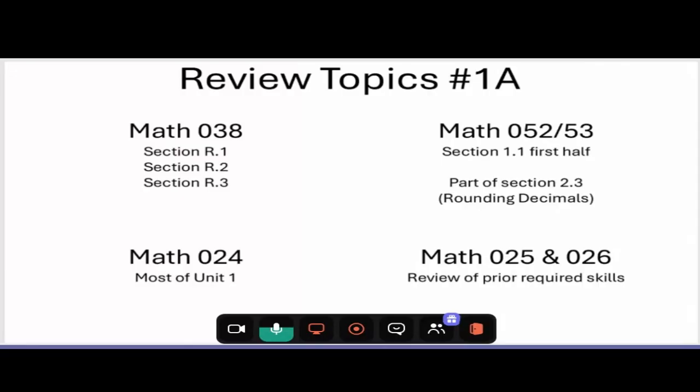So for this particular lesson, if you are in Math 038, this is going to go through what you would look at in all three of R1, R2, and R3, those three sections. If you are in Math 052 or 053 and starting on the basic review unit, this looks at the first half of section 1.1 and part of section 2.3. I know that's a bit funny, but the basic review chapters 1 and 2 in Math 052, 053 do a bunch of other stuff before they get to the decimal work, which doesn't come till 2.3, whereas in 038 it starts right in on the decimal stuff. So let's jump right in here.